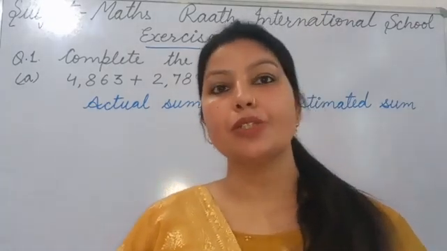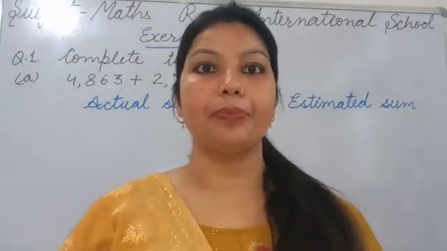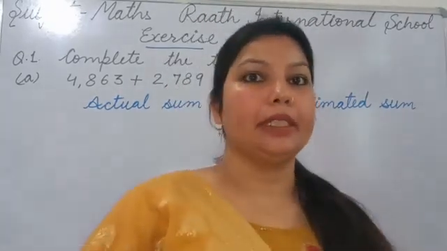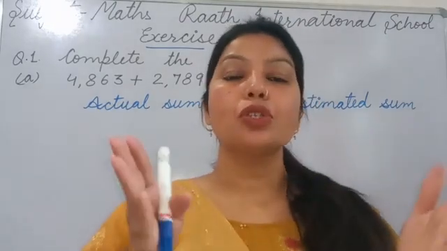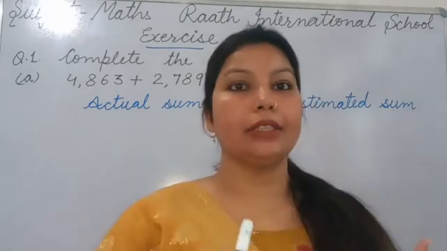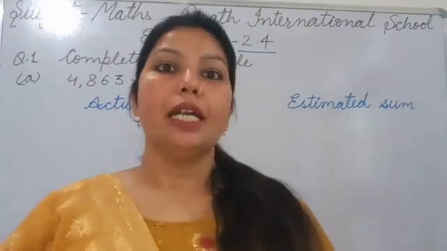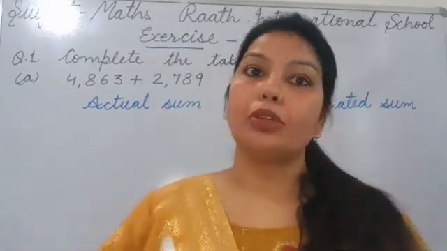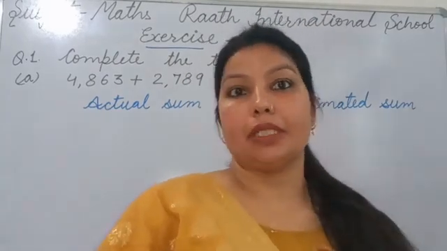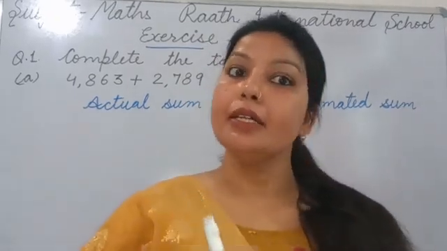Today we will do exercise 2.4. In this exercise we have actual sum and estimated sum. First of all you have to know about the actual sum and estimated sum. Actual means real. So when we add the real numbers which are given, we get the answer, and the answer is called the sum. That sum is called the actual sum. And when we find their rounding numbers and add the rounding numbers, that is called the estimated sum.